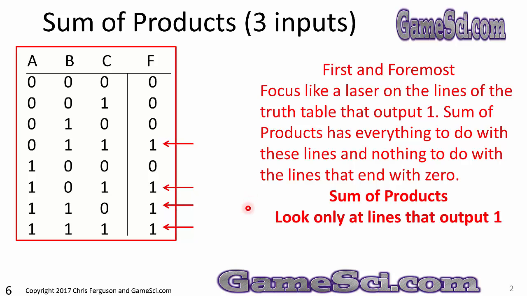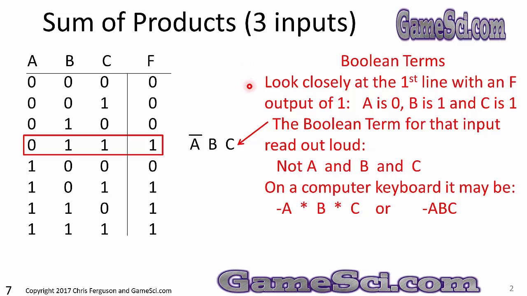Sum of products says look only at the lines that output 1. Boolean terms. Look closely at the first line of the truth table, F output of 1. A is 0, B is 1, C is 1. The Boolean term for that input read out loud: not A, and B, and C. On a computer keyboard, it might be typed this way.